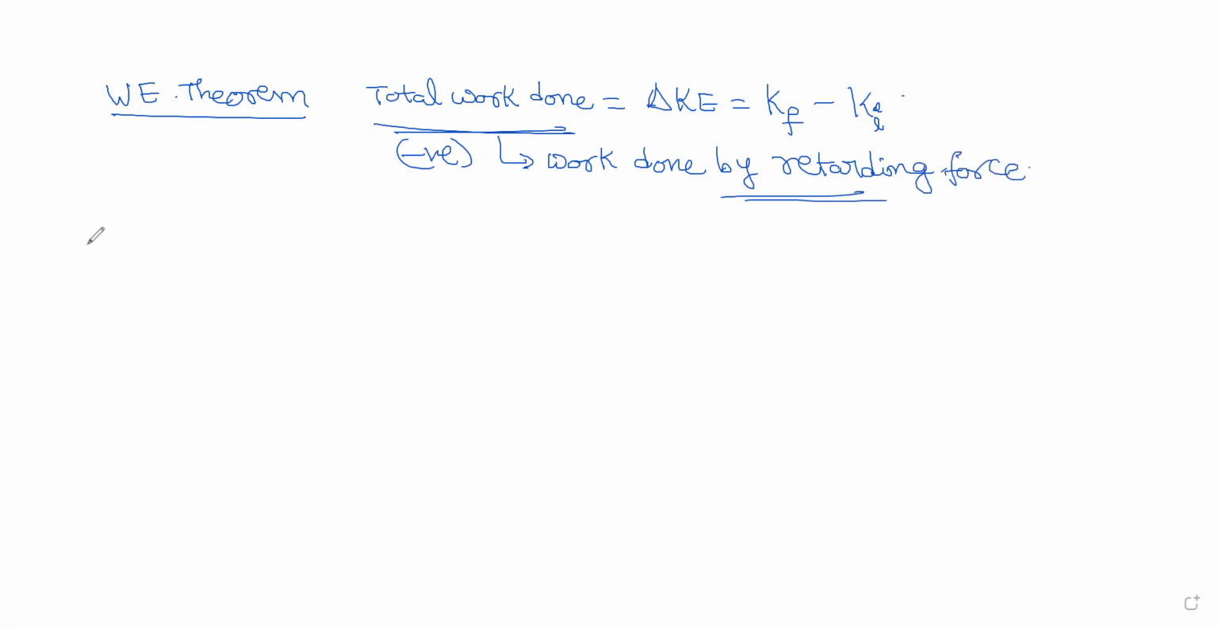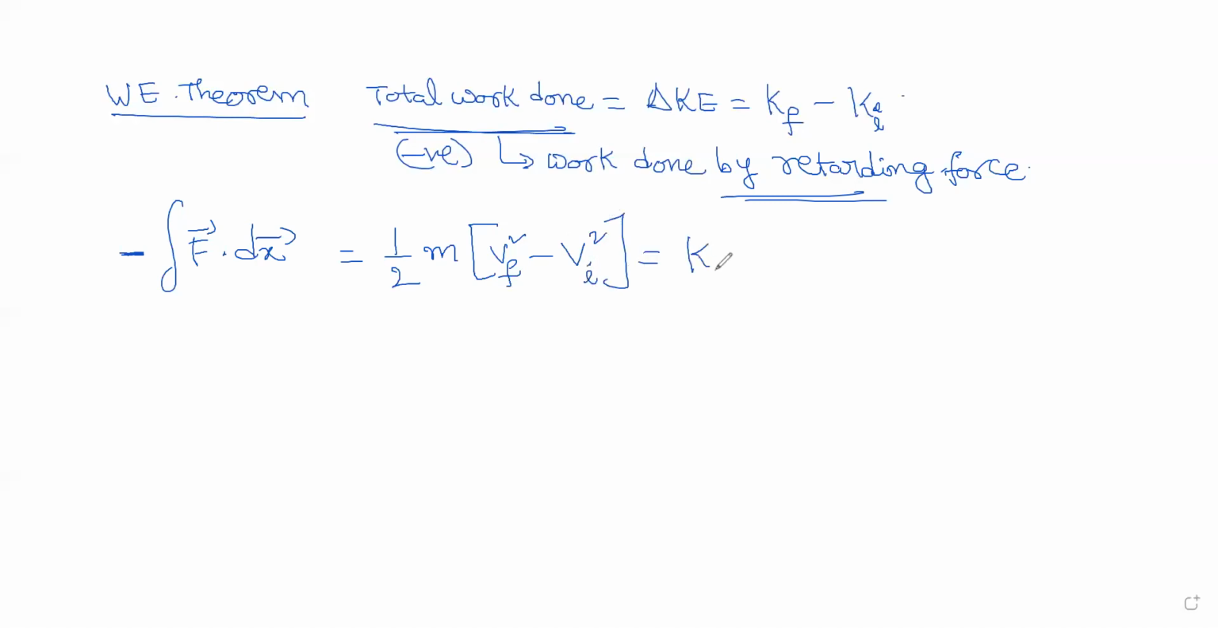So we will solve this one by, what you can do, integral F dot dx, this we can write, but a negative sign we'll put. That is half m into v final square minus v initial square, or we can write KE final minus kinetic energy initial. So this one we can write.